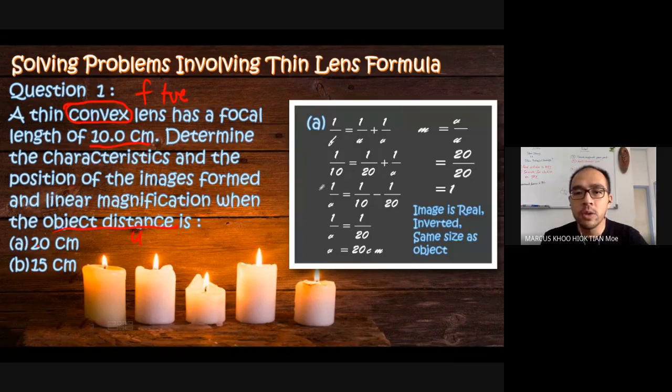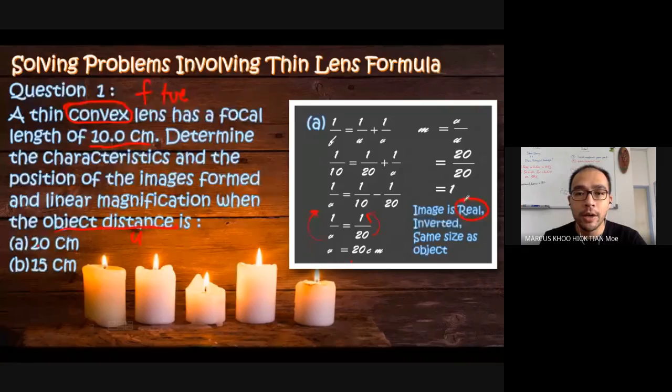So when we calculate this, I move the 1 over 20 across. I get 1 over 10 minus 1 over 20, and I'll get 1 over V equals 1 over 20. Now, to get V, I just flip the whole thing over. V goes up and 20 goes up. Since both are 1, no problem. So V equals 20 cm, and it is a positive number. So V positive means the image is real.